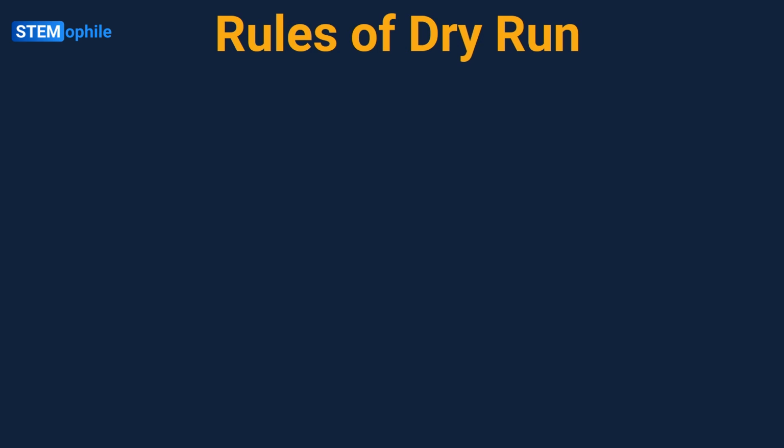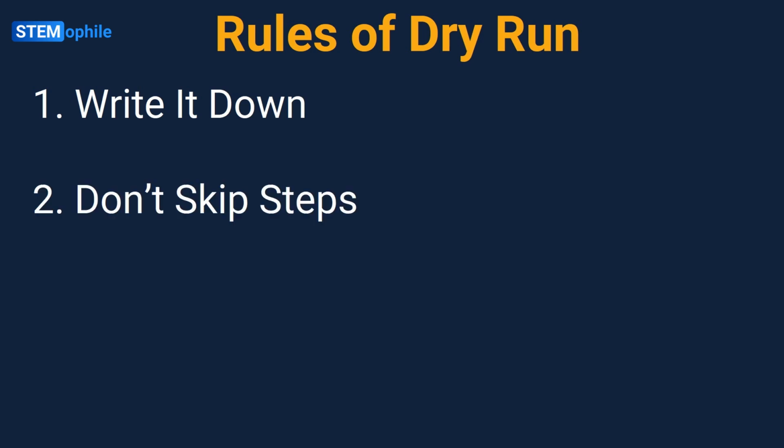There are some rules. Rule number 1. Write it down. Never dry run in your mind. Always write everything on paper, as variable values change and are hard to track mentally. Rule number 2. Don't skip steps. Skipping steps to save time is a common mistake, especially in loops. It might seem obvious, but skipping steps often leads to unexpected results. Always dry run every step.